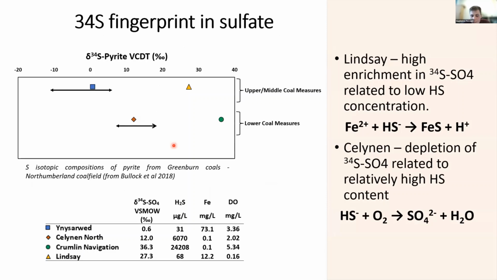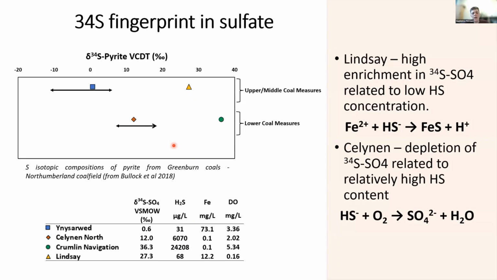When we look at the sulfur-34 fingerprint in sulfate, I've plotted the data against literature data deriving from the analysis of the sulfur fingerprint from another coalfield, but of the same geological time, just to give you an idea about which are the values of sulfur-34 in pyrite we find in the pyritic coal.